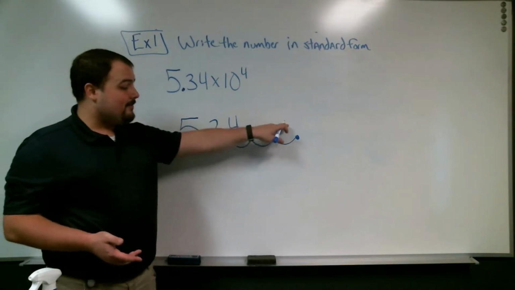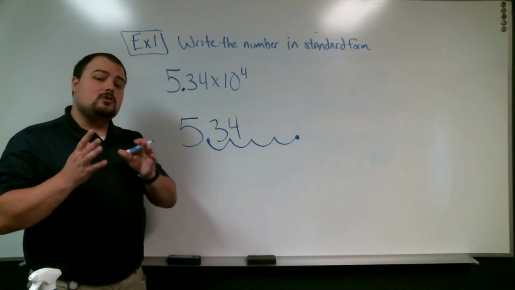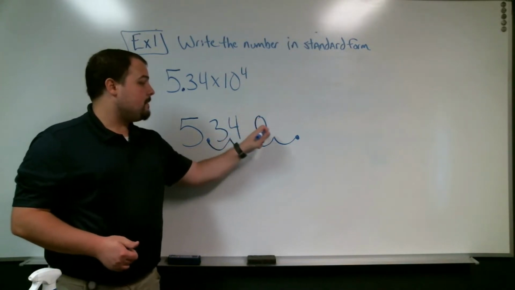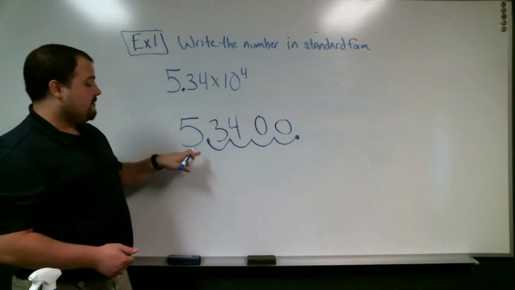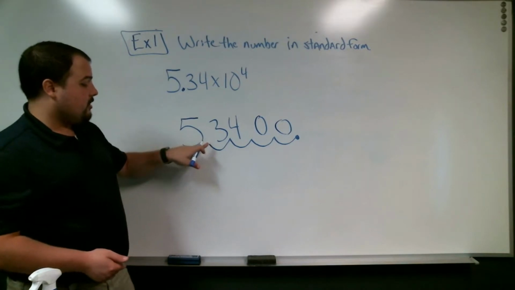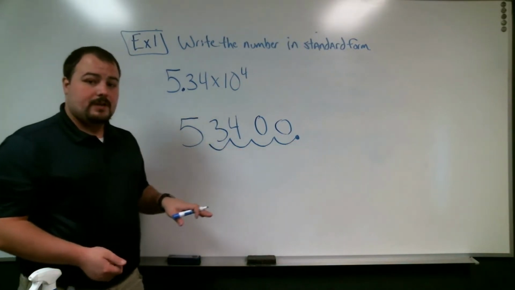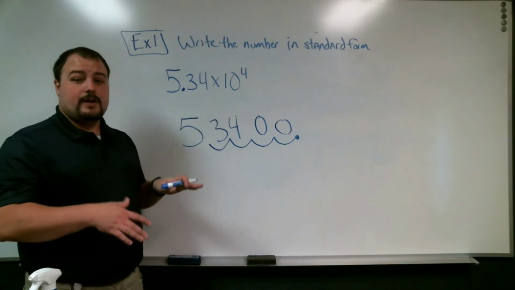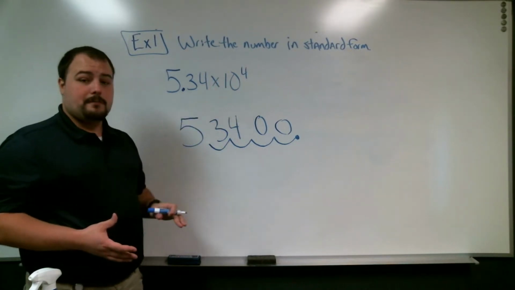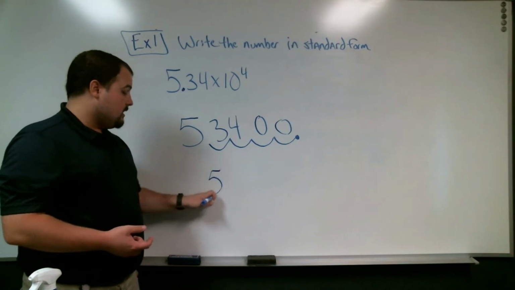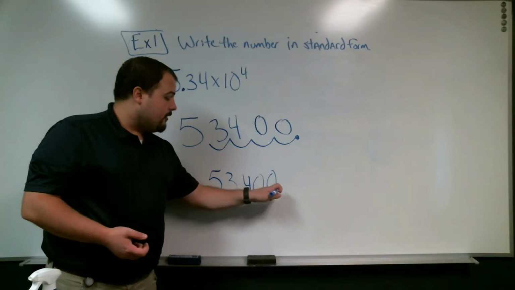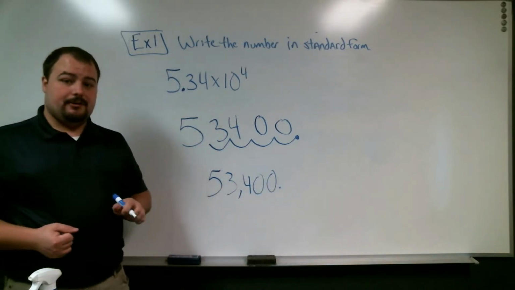So our decimal is actually going to be all the way over here now. And since these have nothing in between them, we have to fill those voids. We're going to fill those with a 0. So now, reminder, the decimal is no longer here, it's now all the way over here. So the number we get when we take 5.34 times 10 to the 4th power is 53,400, and the decimal is all the way at the end here.